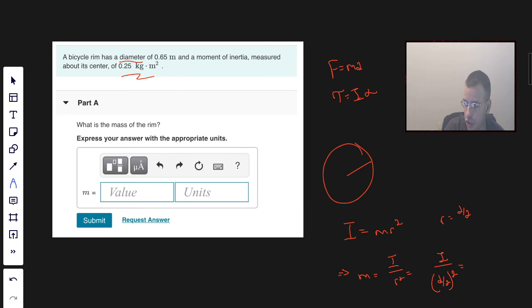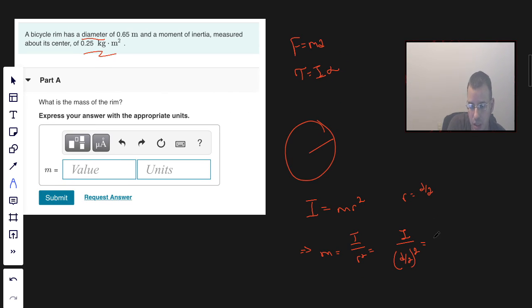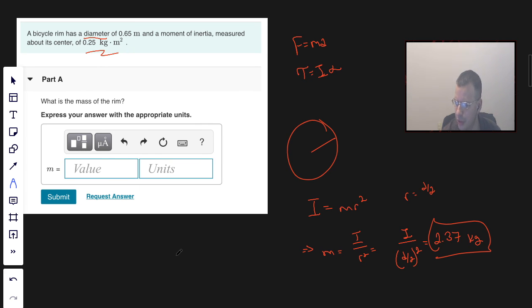So the mass is going to be 2.37, and the units for this, it's just going to be kilograms. Bam. Yeah, that wasn't too bad. I think we'll go with that one. So that's how we do that one. That's just using the definition of moment of inertia.